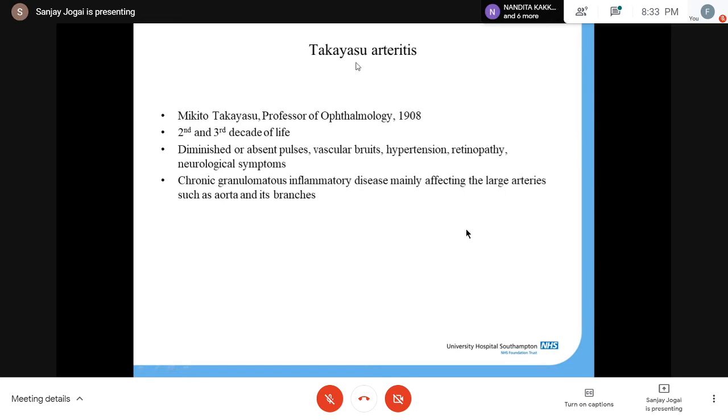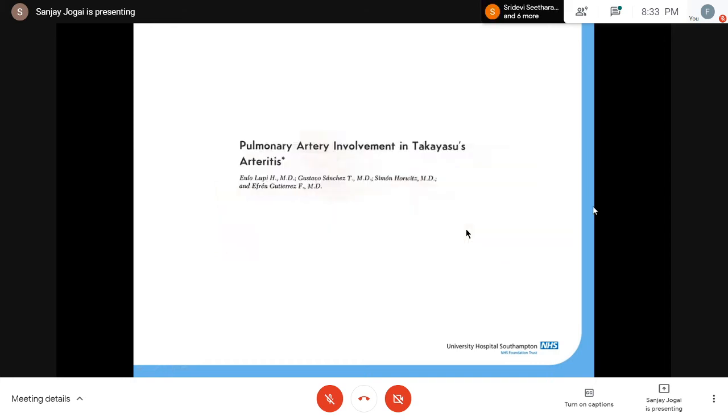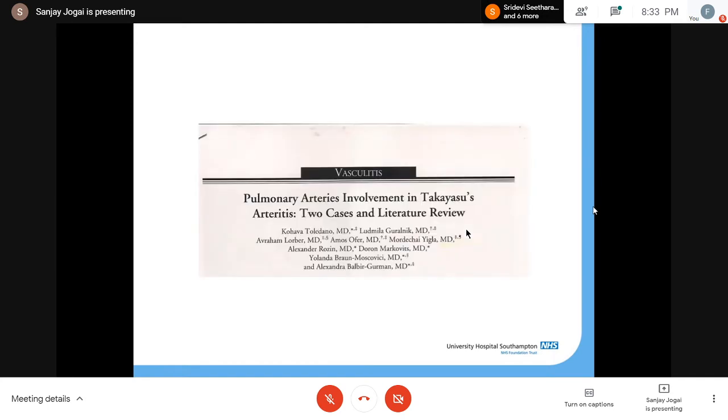So, a brief few words about Takayasu arteritis, first described by Professor Mikito Takayasu in 1908, usually seen in the second and third decade of life. You see diminished or absent pulses, vascular bruits, hypertension, retinopathy or neurological symptoms, and typically you have granulomatous inflammatory disease of the large arteries. Now usually it is aorta, but on literature review I could find that there are examples of isolated pulmonary involvement as well. So these are few papers showing those. Quite a few of those are old.